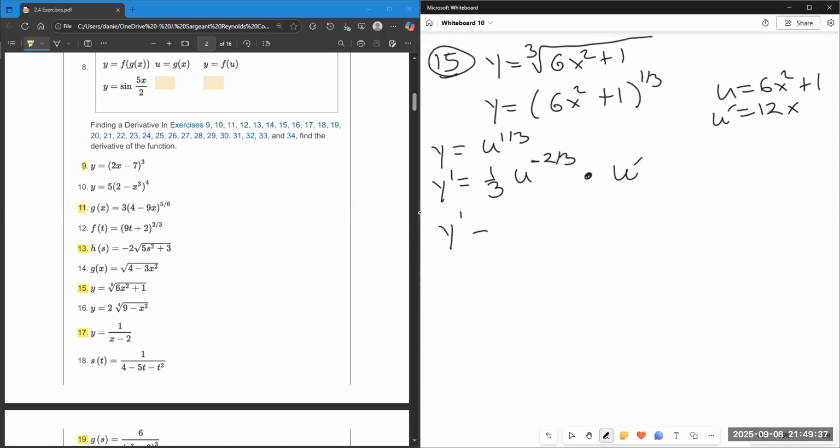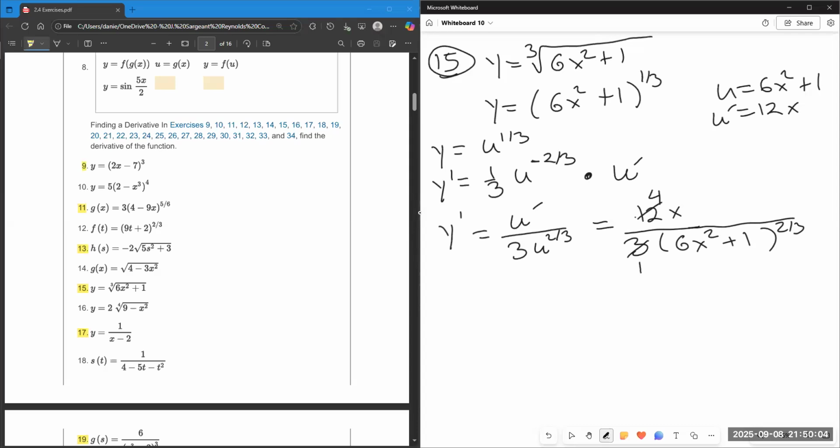y prime is u prime over 3 u to the 2/3 power, which is 12x over 3 times u, where u is 6x squared plus 1, to the 2/3 power in the denominator. 12 over 3 is 4. y prime is 4x over 6x squared plus 1 to the 2/3 power.